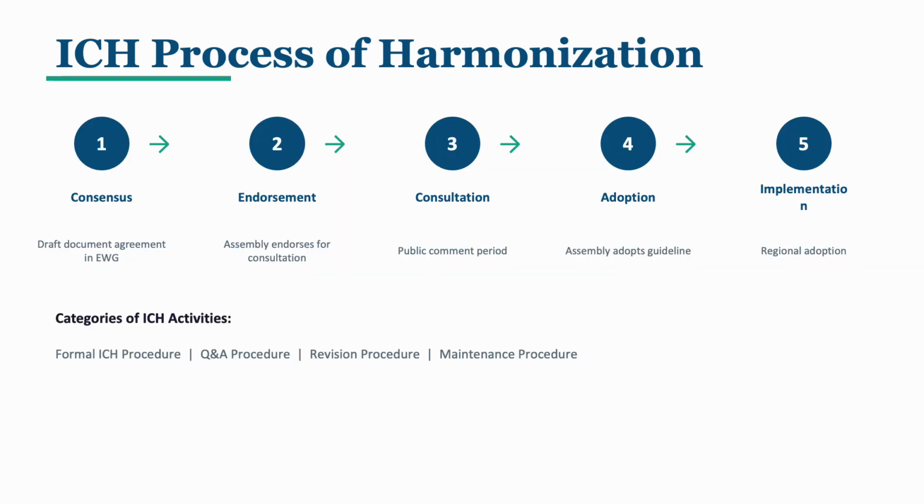The ICH harmonization process follows a structured 5-step approach. Step 1 involves reaching consensus on a draft technical document within the expert working group. Step 2 is endorsement by the Assembly. Step 3 is the regulatory consultation and discussion phase. Step 4 is Assembly adoption of the ICH guideline. Step 5 is implementation, where each regulatory authority adopts the guideline into their own regulatory framework.